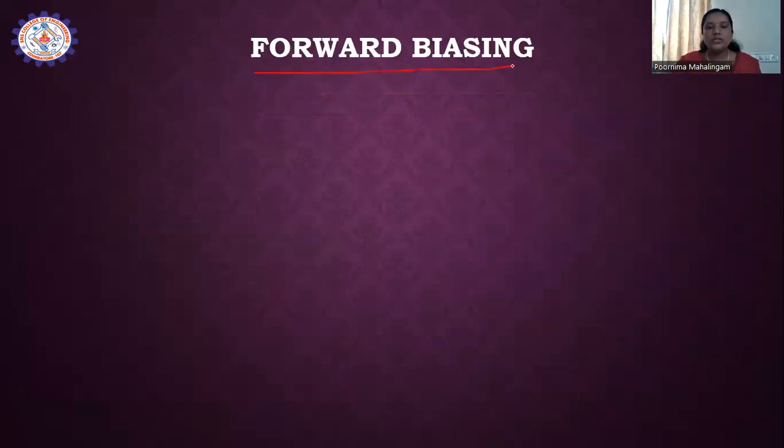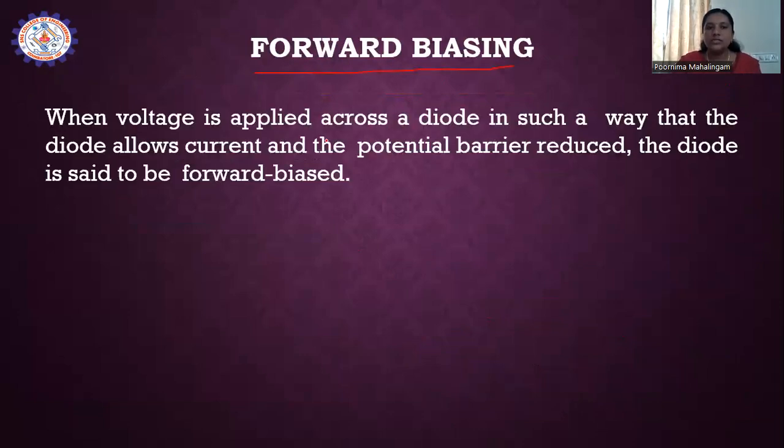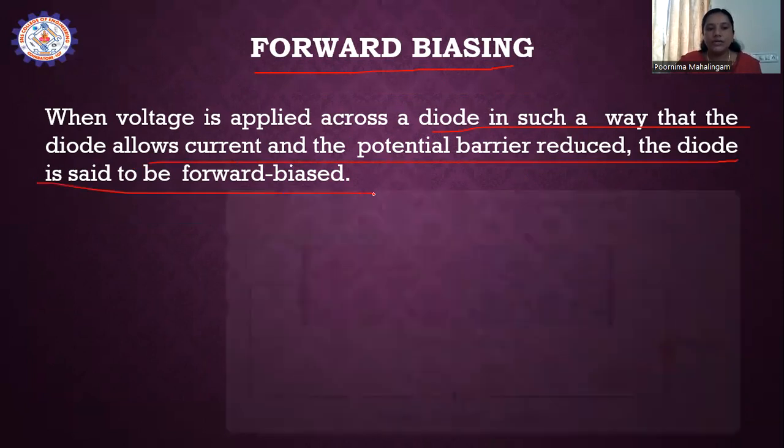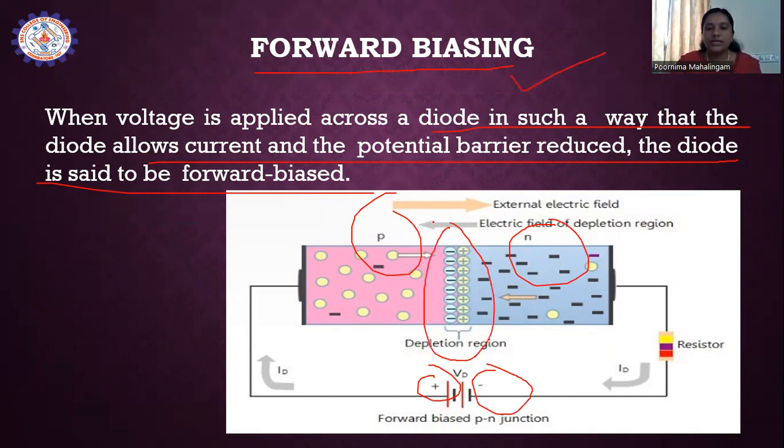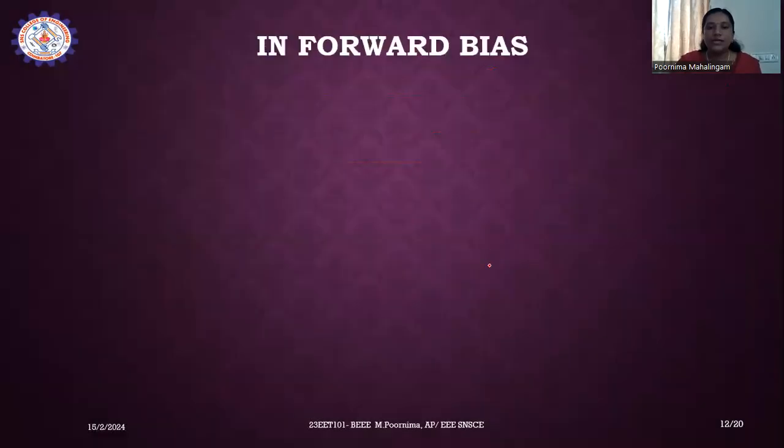And now we are going to see about forward biasing. When the voltage is applied across the diode in such a way that the diode allows the current and the potential barrier reduces, the diode is said to be forward biased. Here we can see the forward bias, when the positive is connected with the P terminal and the negative is connected with the N terminal. When we increase the supply, the depletion layer breaks down. Now in forward bias, what's happening?